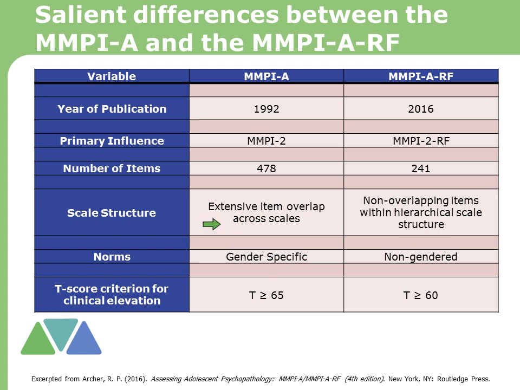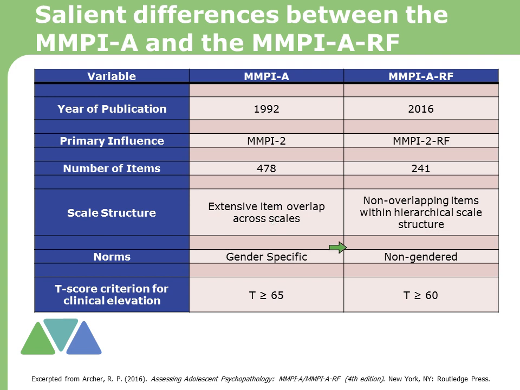Item overlap, which is an important area. Item overlap does not occur on the A-RF on scales within the same level of the hierarchy, the three levels of the hierarchy. So in other words, items appear on one and only one RC scale. Items appear on one and only one higher order scale. Items appear on one and only one specific problem scale.